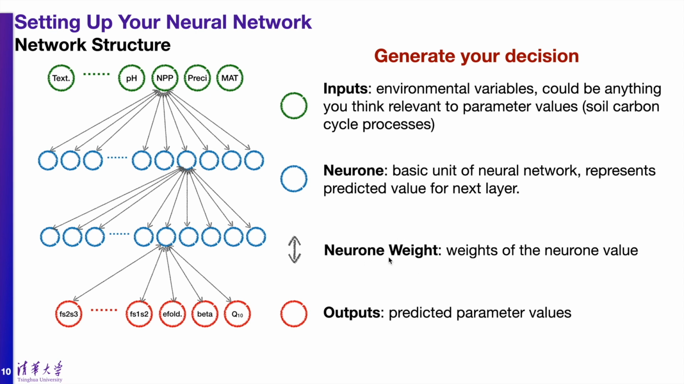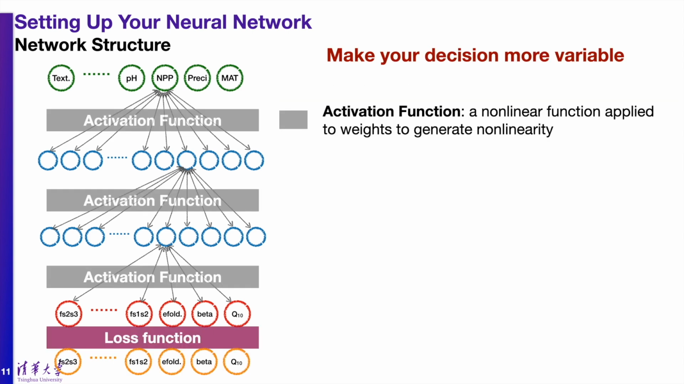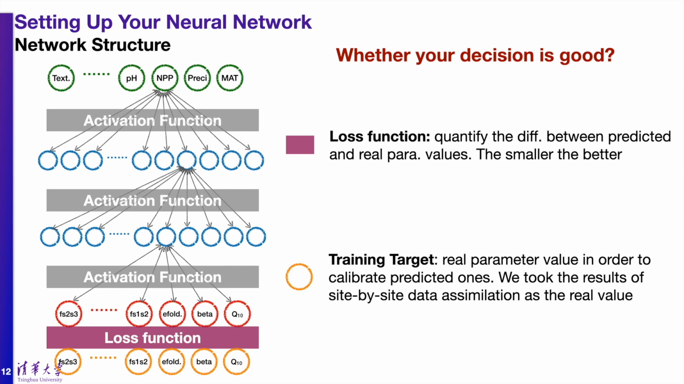By combining all the possible values with weights, we can get the neural network predictions. To make our decision or prediction more variable, in generating the weights of neurons, we can apply an activation function to generate more non-linearity. After all these are set, the neural network still needs to be trained so that it can know which neuron's prediction is more reliable and should be given more weight in the future.